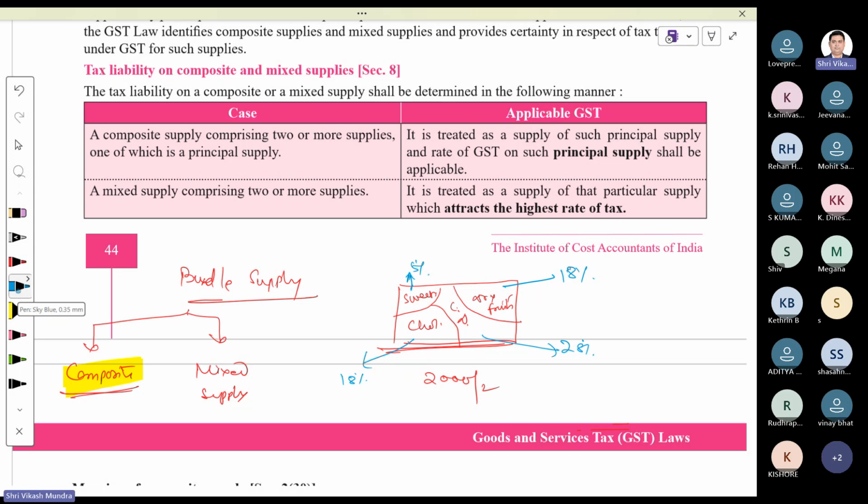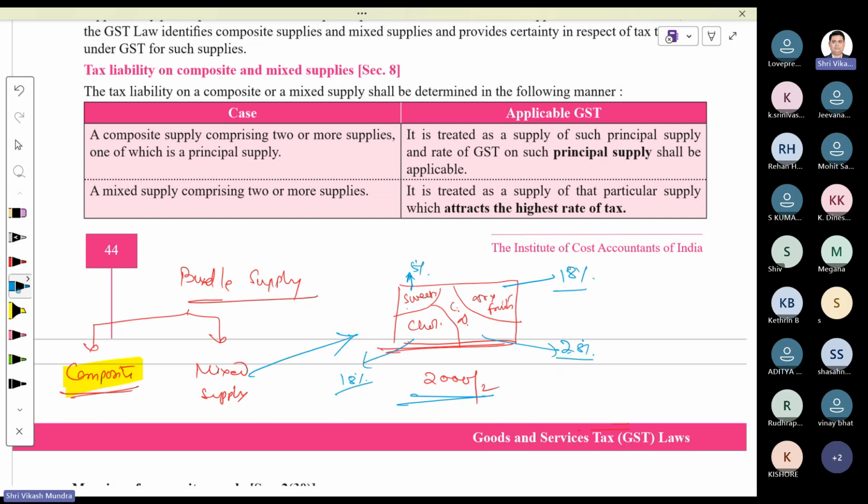We paid a single amount of rupees 2000. How could I segregate? How could I levy tax on it? On some portion we are supposed to pay 5%, on some portion 18%, on some portion 28%, on some portion 18%. How could I segregate this value? In case of bundle supply, if we are not able to identify the principal supply, this is considered a mixed supply.